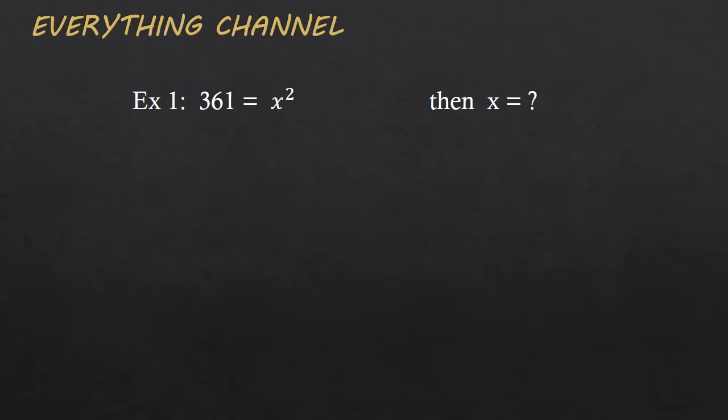Now let's see some examples. Here we have to find the square root of 361. So we write 361 is equal to x square. Now we have to find the value of x here. Now follow those steps which we have learned. Step 1. First see the unit digit number. Here the unit digit number is 1.